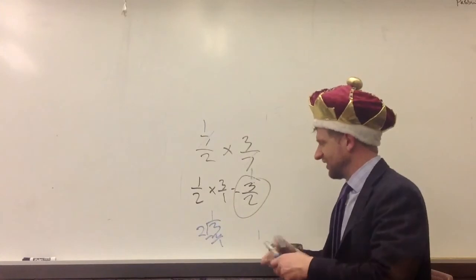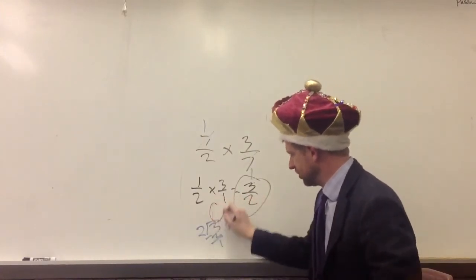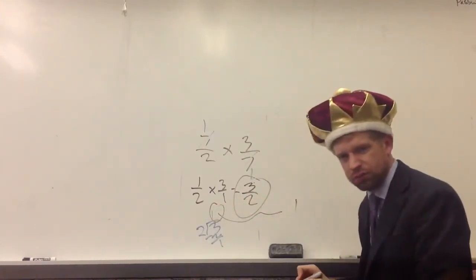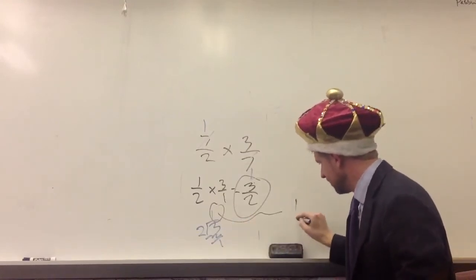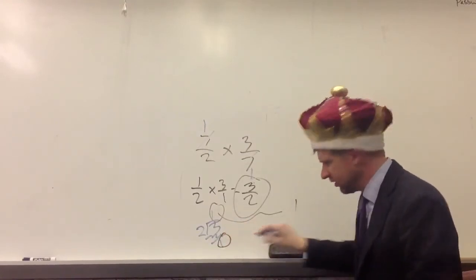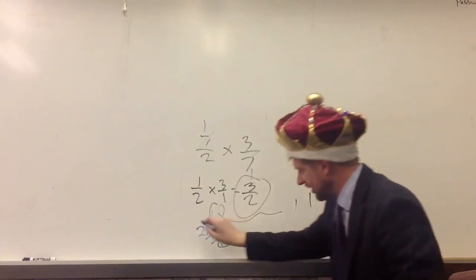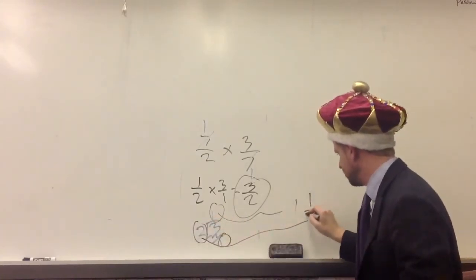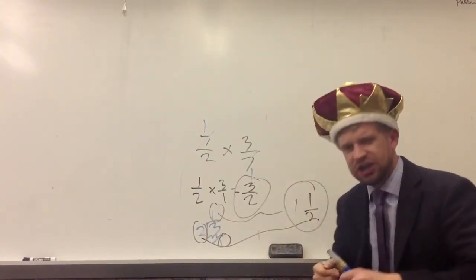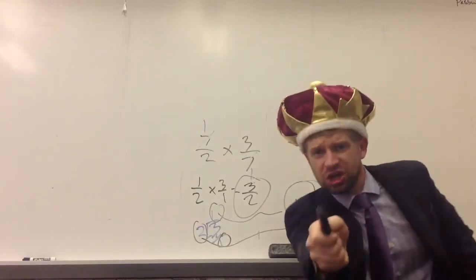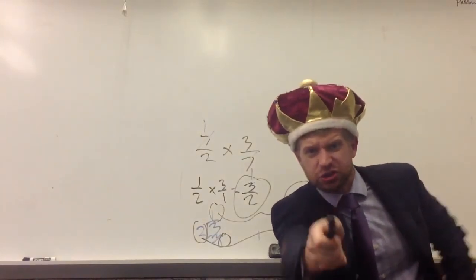So now what I do is I take this 1 up here, and I make that my whole number. Then I take my leftover, my remainder, and I make that my numerator, and I take my old denominator and keep it as my denominator. So my answer is 1 and 1/2. The king has arrived at the answer.